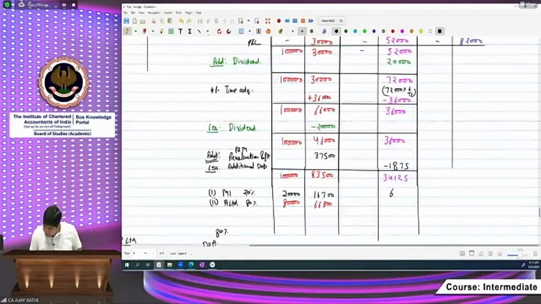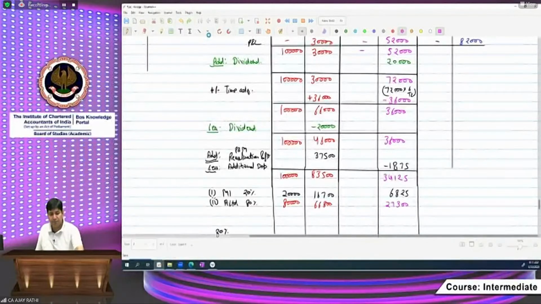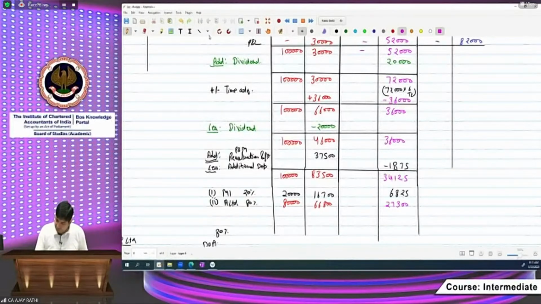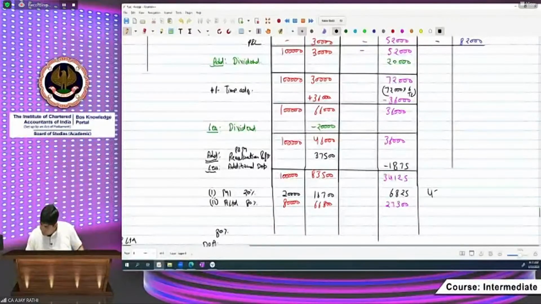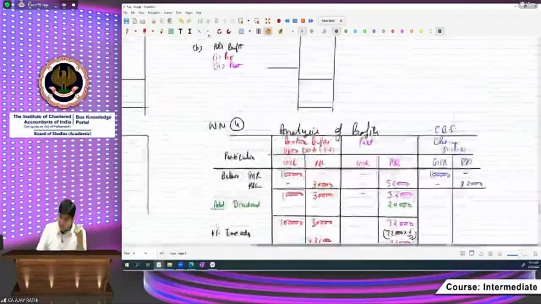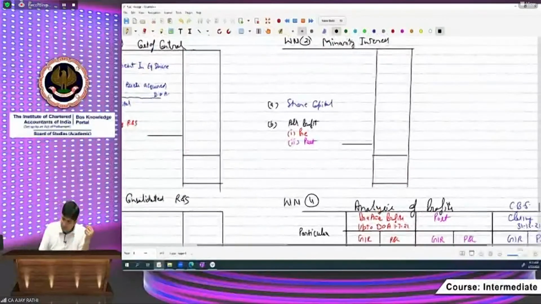6,825, 6,825, 27,300. Very good, very good. Now please do total. 20,000 plus 16,700 plus 6,825, 43,525. Can I post it directly to minority interest? Yes, post it to minority interest. 43,525.